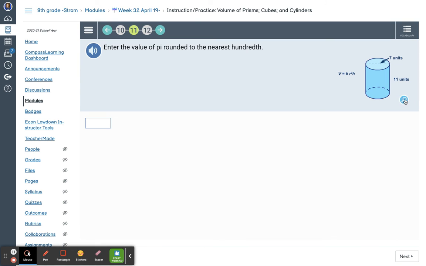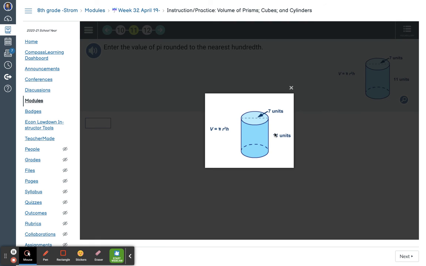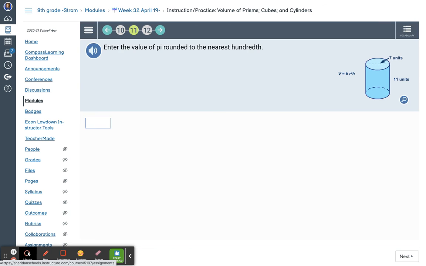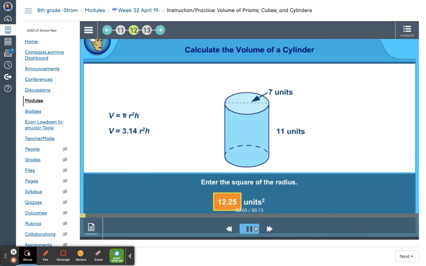Let's find the volume of this cylinder together. Enter the value of pi rounded to the nearest hundredth. The radius is half the diameter. Since the diameter is 7 units, the radius is 3.5 units. 3.5 squared equals 12.25.